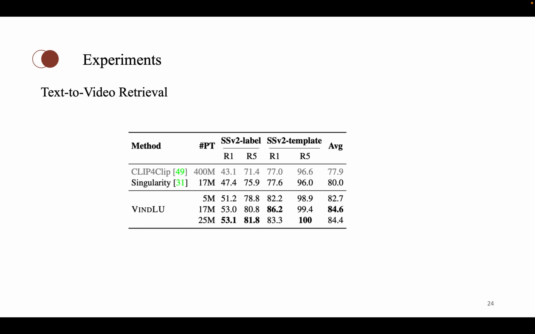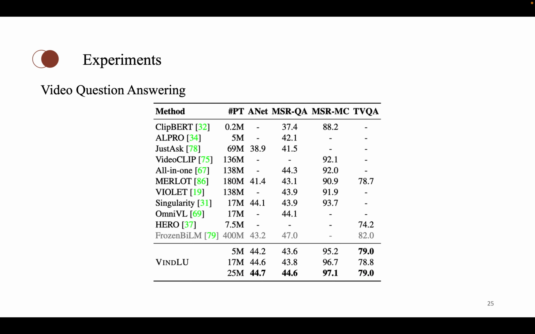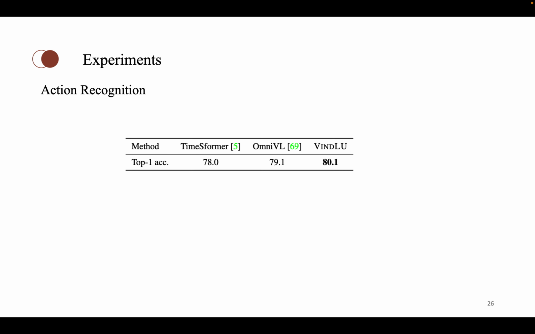Something-Something V2 label and Something-Something V2 template are two temporal-heavy text-to-video retrieval datasets. VindLU also outperforms previous SOTA by a large margin. On the video question answering task, VindLU achieves competitive results across many video QA datasets. In action recognition, VindLU outperforms Transformer and OmniVL by 2%, 1.1%, and 1% respectively.